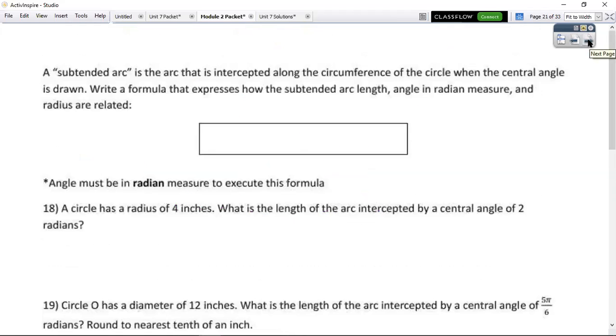Okay, so this is called the subtended arc length formula, which is what you just used. It's very, very simple and easy to use. You just have to, unfortunately, memorize it. But it's S equals R theta, where S represents subtended arc length. That's like the outside of your circle. So it's like the crust of a pizza, if you think of it like that.